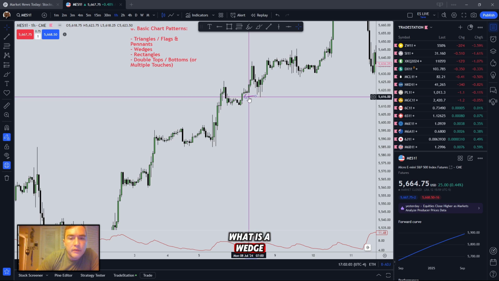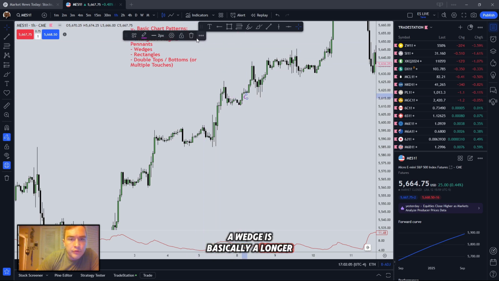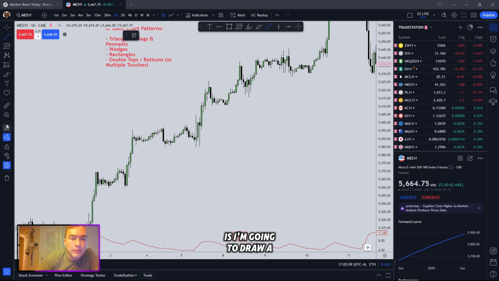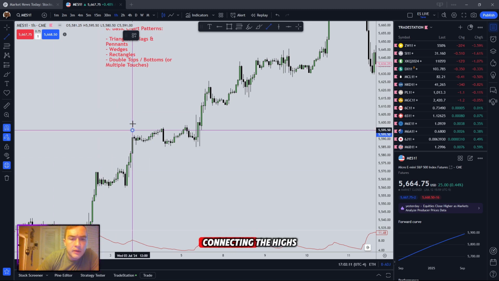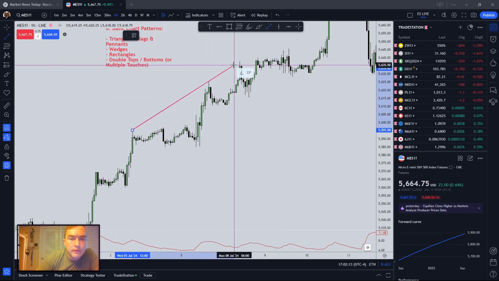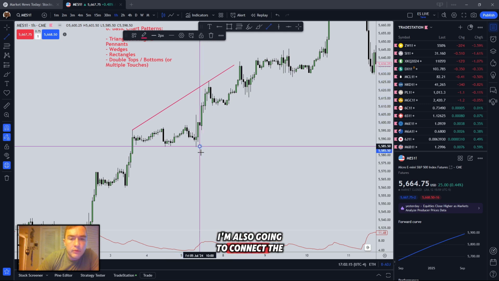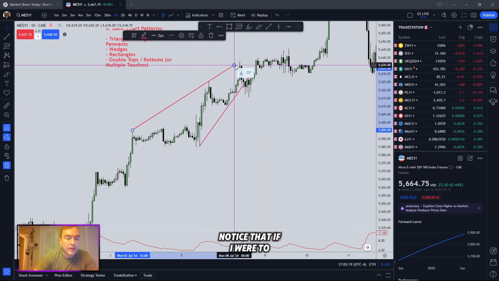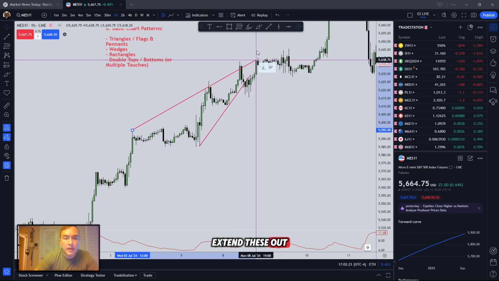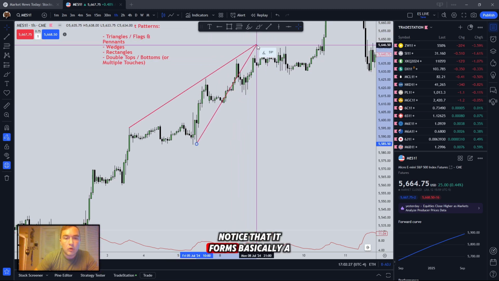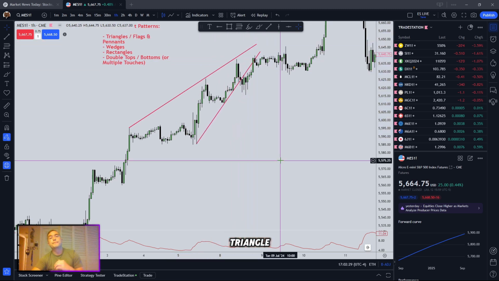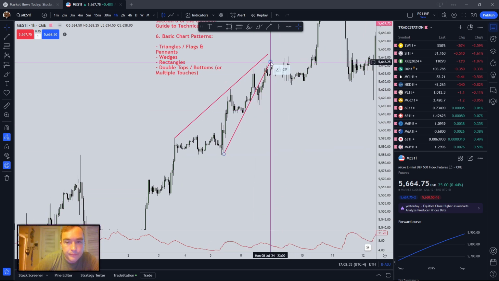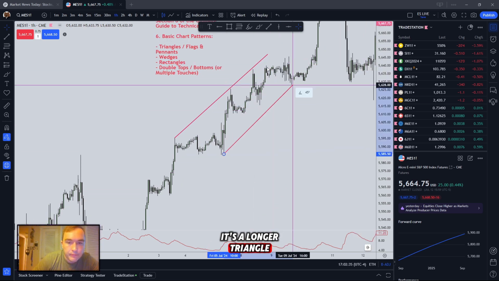Okay, what is a wedge? A wedge is basically a longer triangle. So what I'm going to do here is draw a trend line connecting the highs, and I'm also going to connect the lows. Notice that if I were to extend these out, it forms basically a triangle. The wedge is a longer triangle.